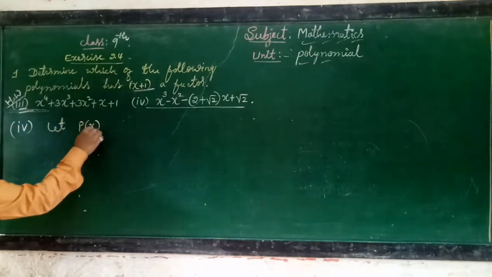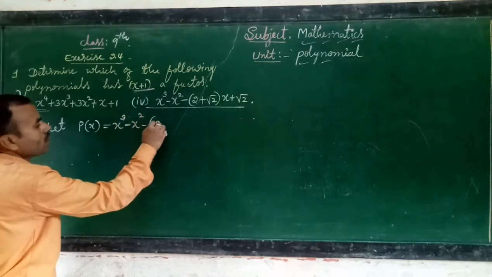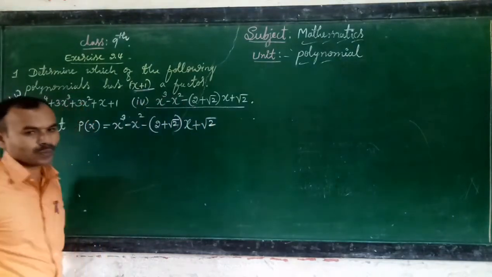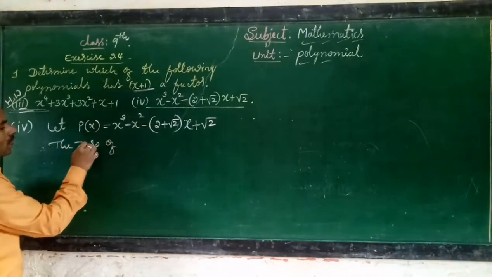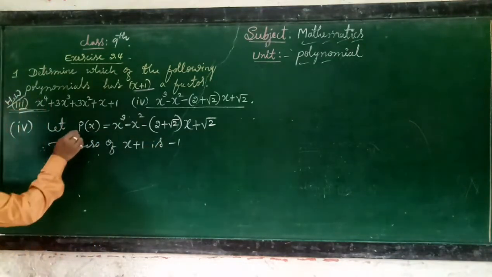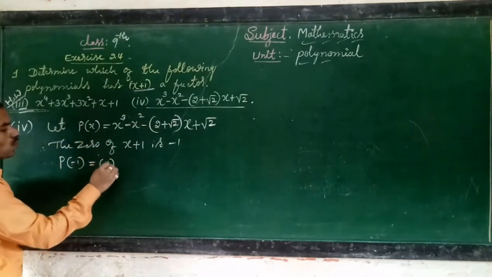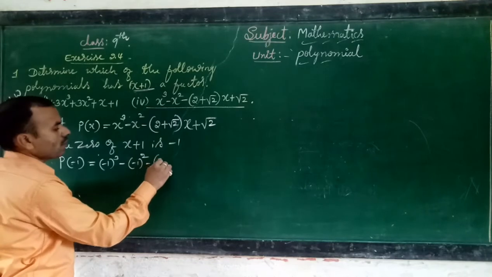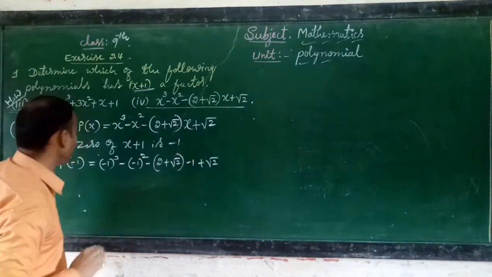Let p of x equals x cube minus x square minus (2 plus root 2) x plus root 2. Therefore, the zero of x plus 1 is minus 1. Put minus 1 instead of x. P of minus 1 equals minus 1 whole cube minus minus 1 whole square minus (2 plus root 2) into minus 1 plus root 2.